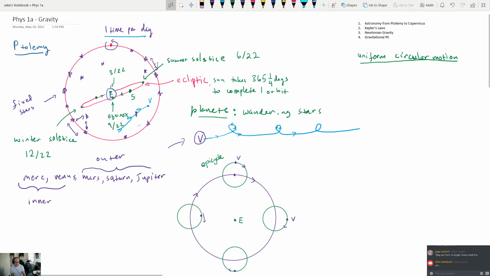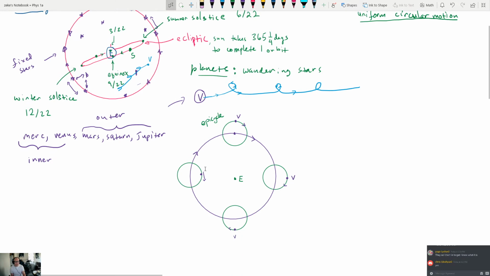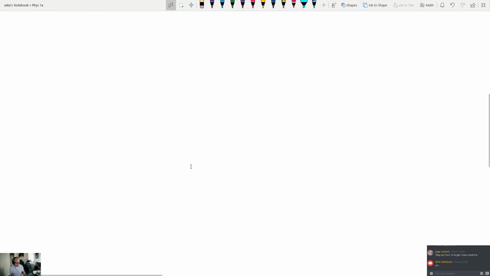And this theory was also adopted as the accepted theory of the Catholic Church as well. So this theory, the idea that the Earth is at the center, was the theory that everybody grew up understanding and believing for a very long time. Okay? And then Copernicus came along.